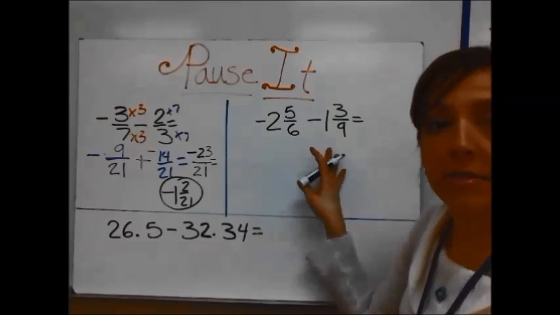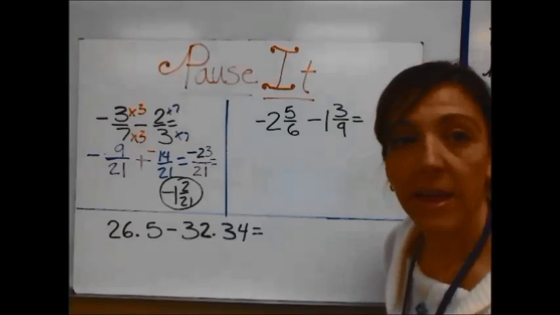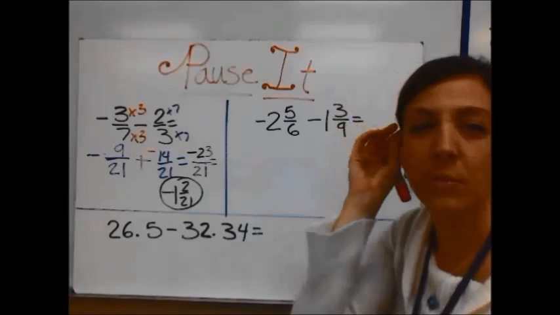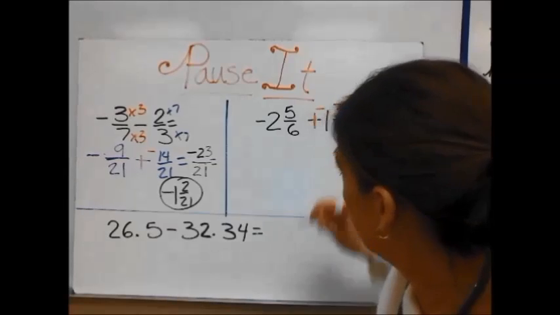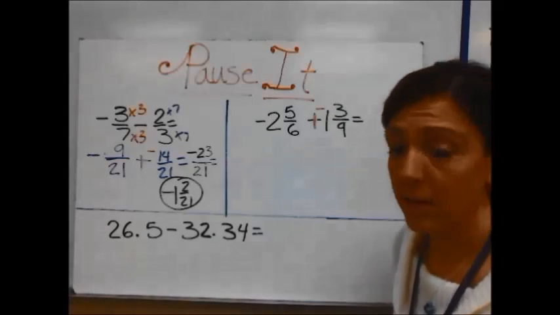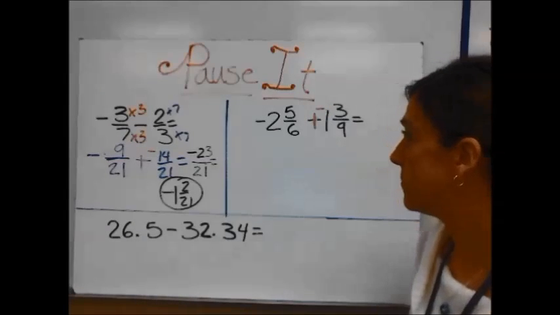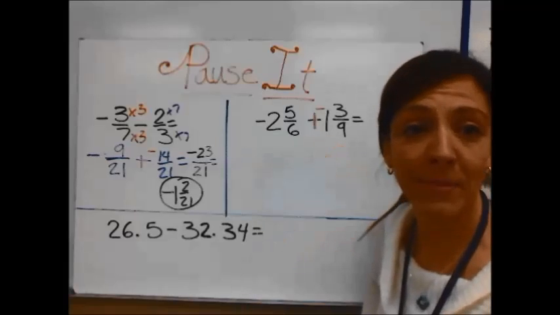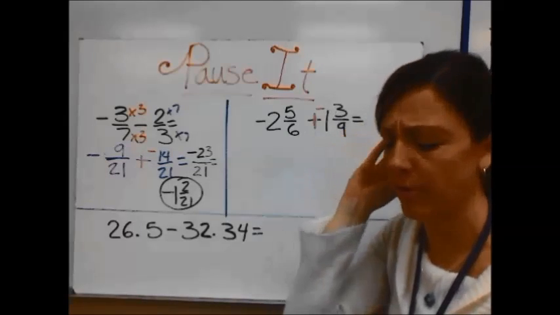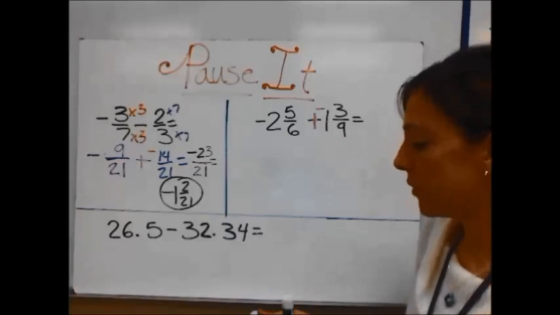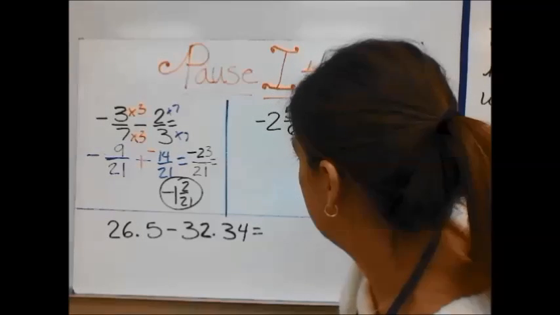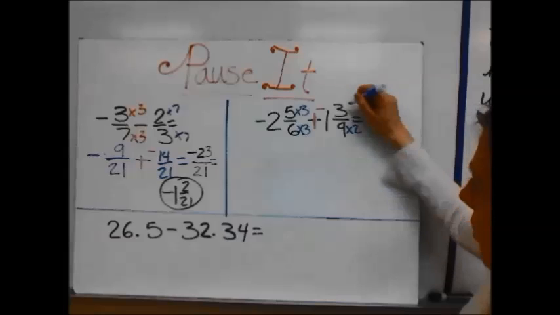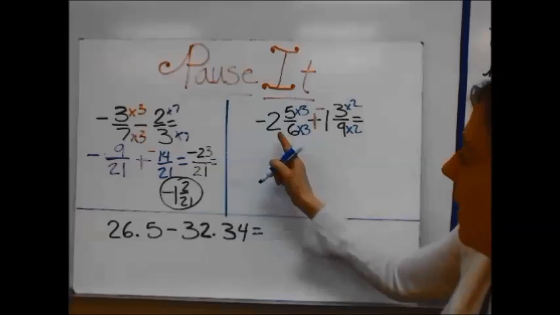Okay? Negative 2 and 5/6 minus 1 and 3/9. Again, a subtraction sign's in the middle. I'm going to stay, switch. And I'm adding two negatives. Okay, 6 and 9 have a common denominator of 18, so we got to start there. 6 times 3, 5 times 3, 9 times 2, 3 times 2.